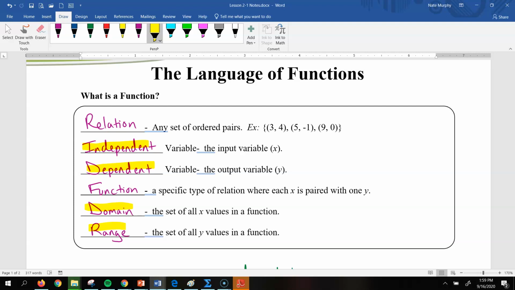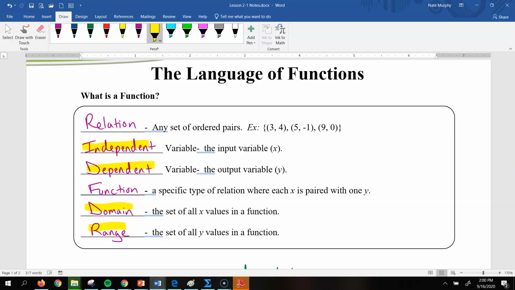Now we have a special thing too, also called the domain and range. Now we did a lot with the domain and range last year, so this should be review. So the domain is all of the x values in a function. So all of the possible x values that we could put into a function would be your domain. And the range would be all of the y values, all of the possible outputs of the y values that's part of the function.